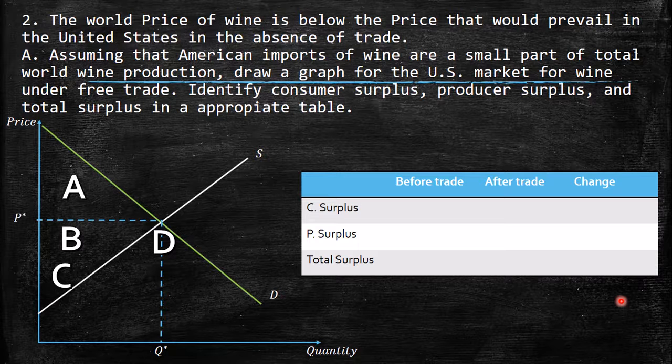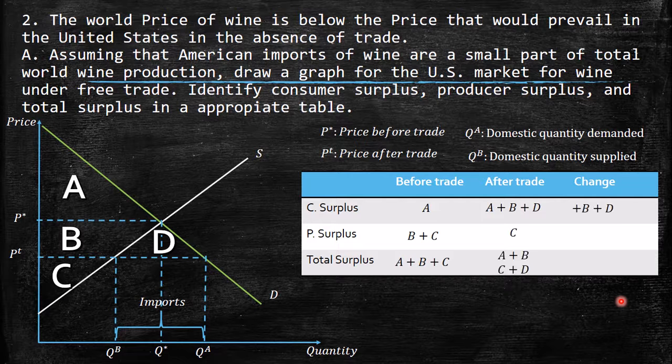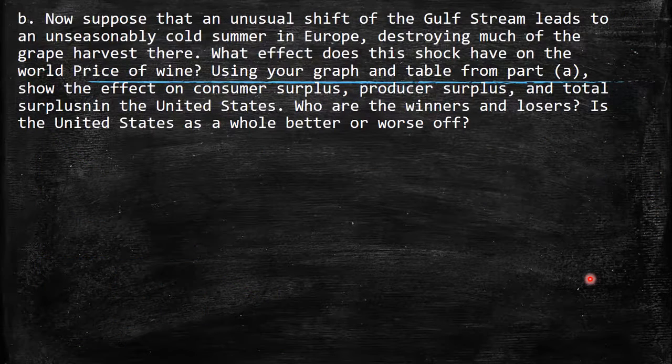We have the original condition P star, Q star. We know that this PT is going to be the world price, which is lower than the US market price. So this is going to be the new demand. The consumers are going to demand QA, and the producers are going to offer just QB instead of Q star. And the import quantity is going to be satisfied by the international market. So we know this notation as we saw before, and the result is going to be exactly the same. We know this D is going to be the gain from trade given the trade of wine. Okay, it's pretty much the same as before. So here we have a difference B.